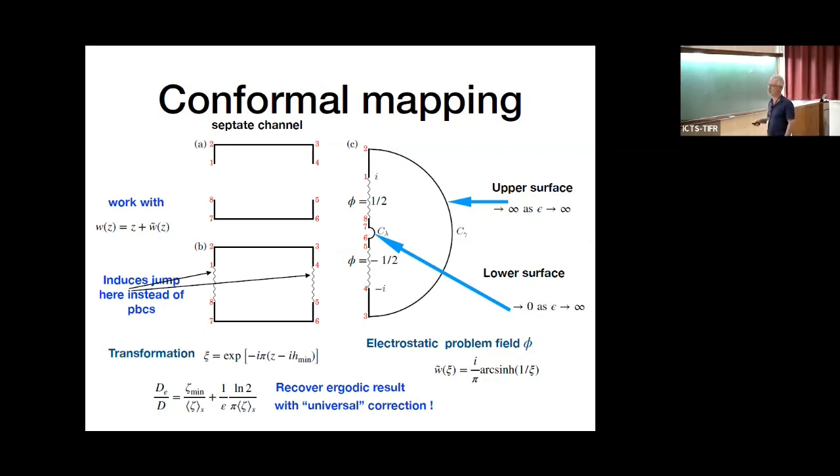This is the ergodic calculation, and the 1 over epsilon result turns out to be almost universal. Okay, so you find this log 2 over pi, and then this is just the average of the height profile. Okay, so this is the first order correction.